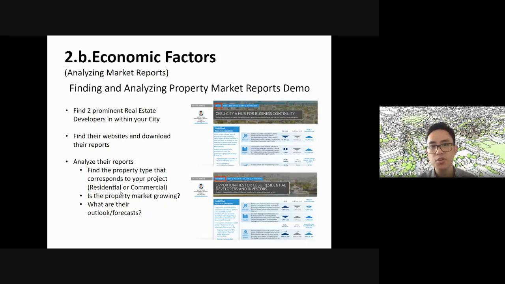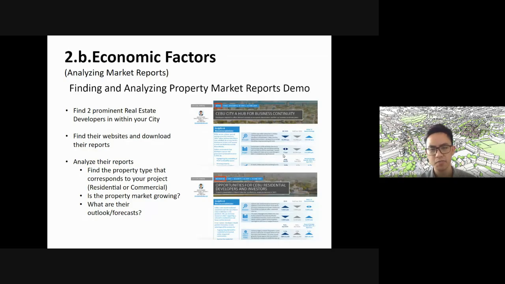I'm not so sure for those communities outside of Manila and Cebu where you can get property market reports. I guess you can just use newspapers, or maybe anyone who works in real estate can also be a resource. But the ones I found mostly target Manila, Cebu, and Davao, basically the largest urban areas in the Philippines. And usually these property market reports will have a situationer, basically a page or a report that says what's currently going on and then what their forecasts are.